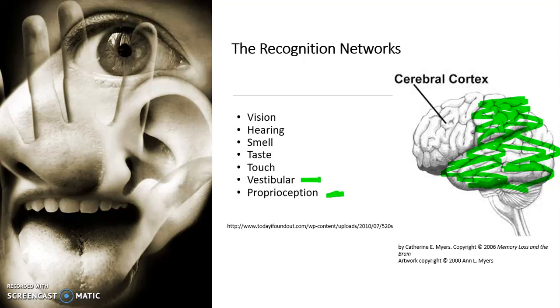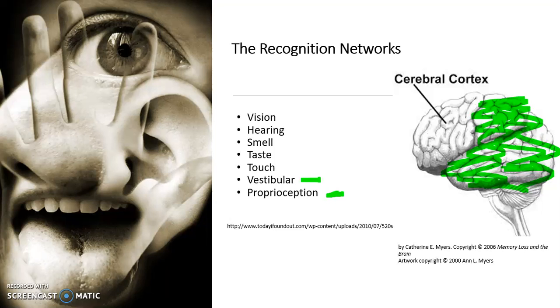These are receptors located in our muscles and our joints and give us information about the position of our body in space. If you close your eyes and I ask you to touch your nose, you can. This ability to know where your nose is in space without even looking is proprioception.